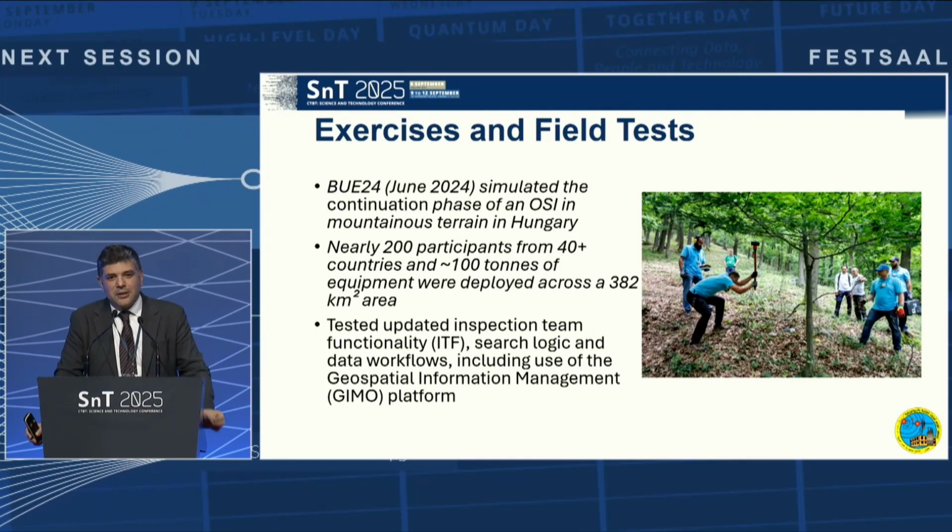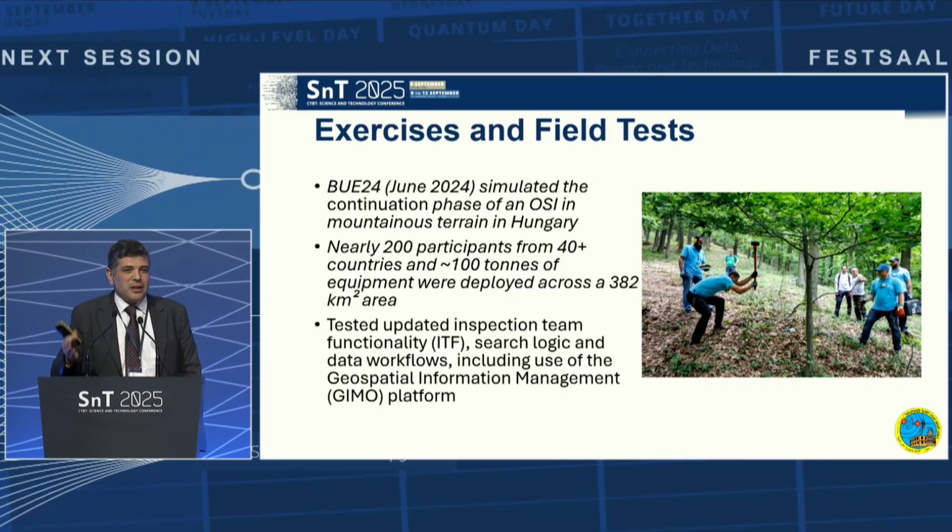And in this inspection, again, around 100 tons of equipment were being used. The inspection area was around 380 kilometers. And more than 200 participants took part, either in the inspection team, in the inspected state party, or in exercise management. And in this specific exercise, the inspection team was less than 40, around 36.